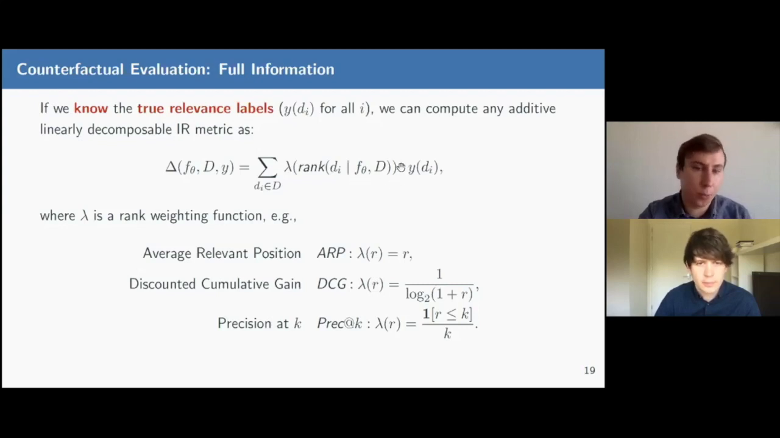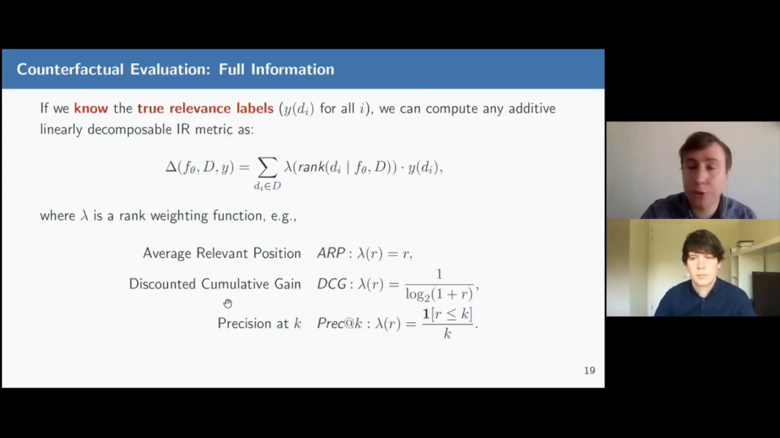And then finally, we multiply all of this with our relevance labels. So to show you that this is valid for many IR metrics, here we have some examples for this lambda, this rank weighting function. For example, when you just take the identity function, you get out of this formula essentially the average relevant position. So it's just computing the average relevant rank of documents.